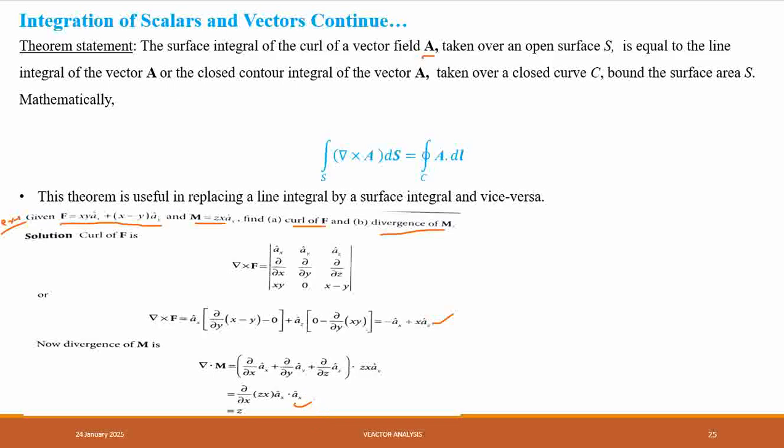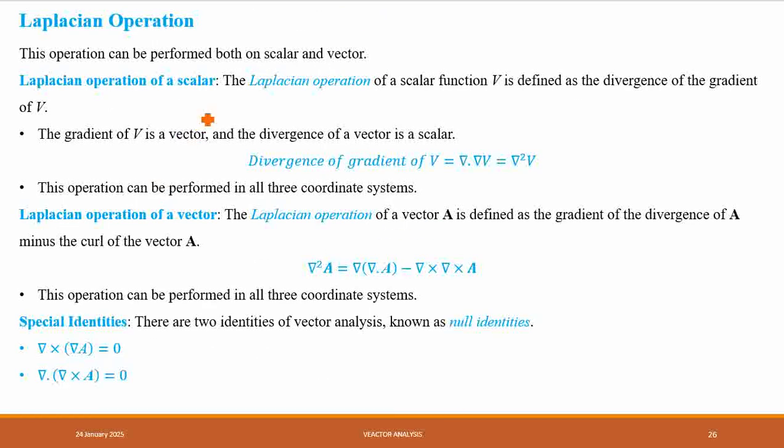Okay. Now the Laplacian operation. This operation can be performed on both a scalar and a vector. The Laplacian operation of a scalar is defined as the divergence of the gradient. It's not 2 times the divergence. This is the gradient part, because V is the scalar one. So this one is the gradient and this is the divergence. It's the divergence of the gradient of a scalar.